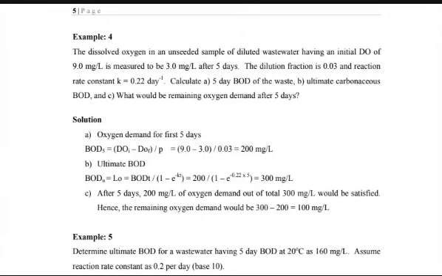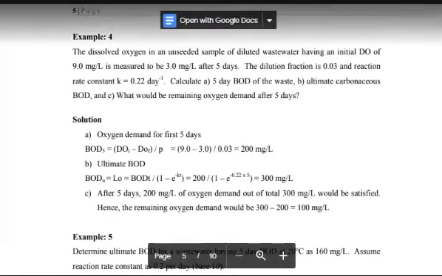Fine. So two bits are over. The first is to calculate the 5-day BOD test that we have taken with the help of the formula, that is DOI minus DOF divided by P. Ultimate BOD, that is BOD suffix U or L suffix O, we calculate with the help of this formula, which is 300.